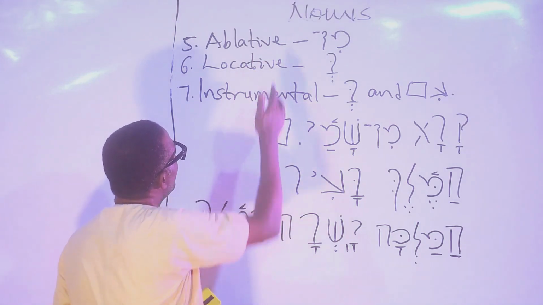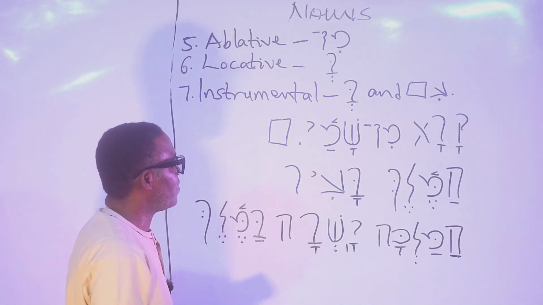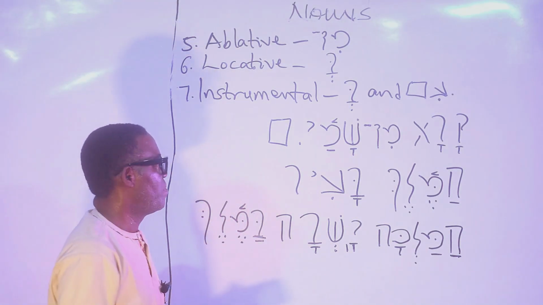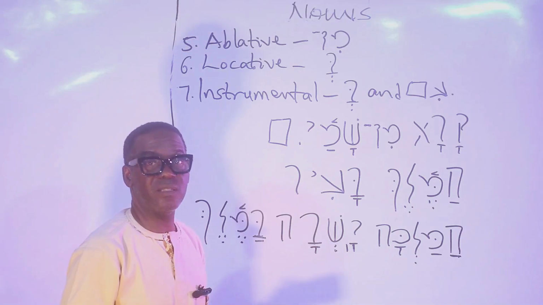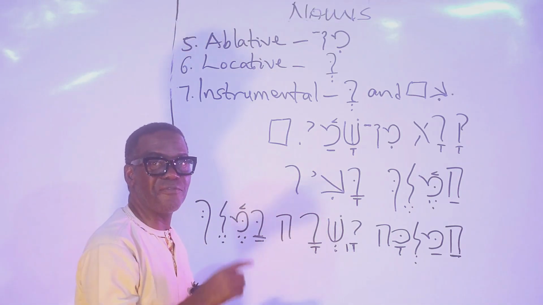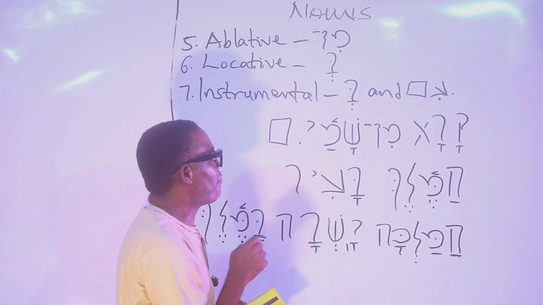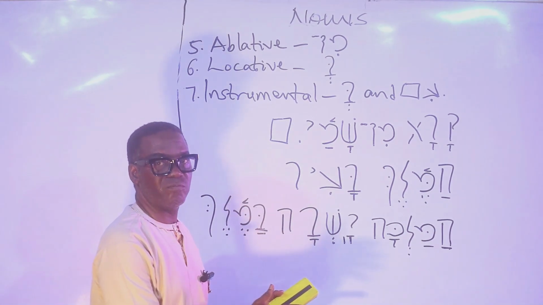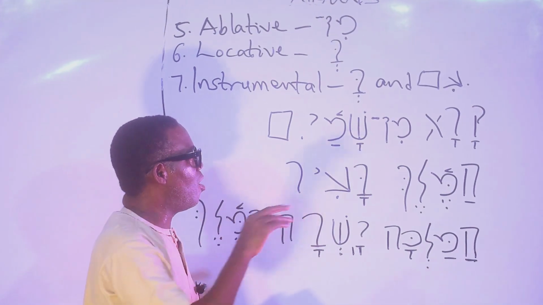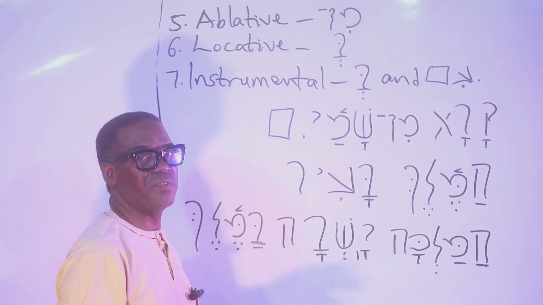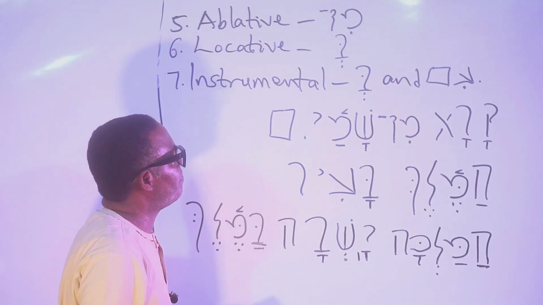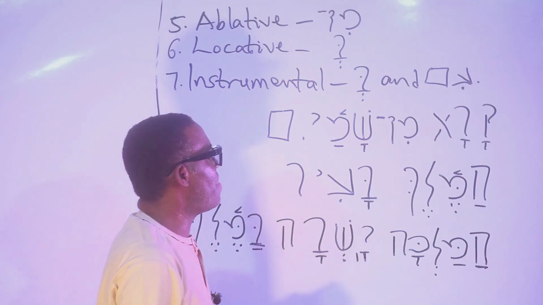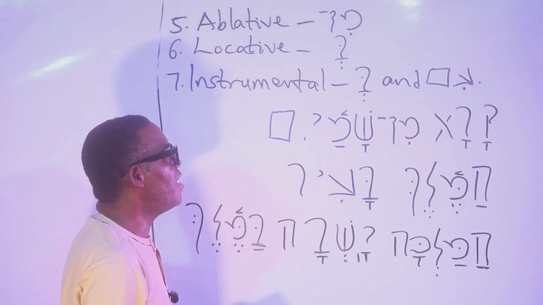The first one will explain ablative. We have Kara min shamayim. Kara means he called. Min shamayim means from heaven. He called from heaven. It's indicating separation from heaven. That means he called to the world from heaven. It indicates ablative case. Then the second one, we have Amalek Bahar.